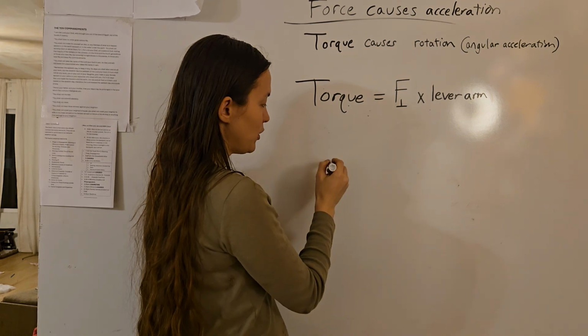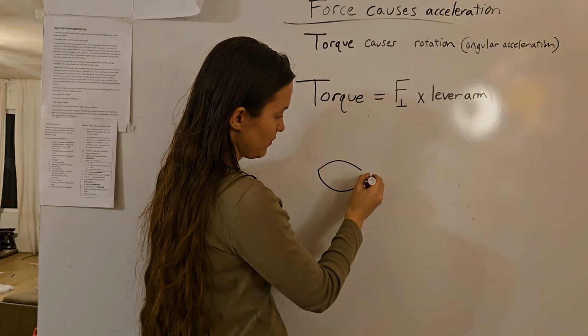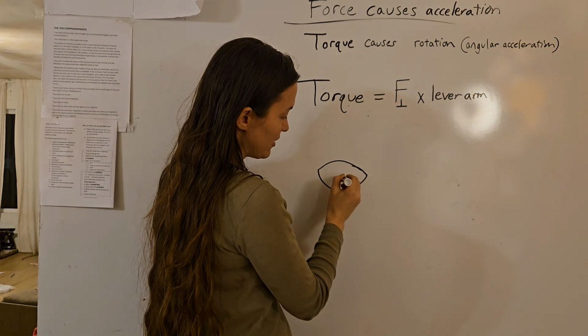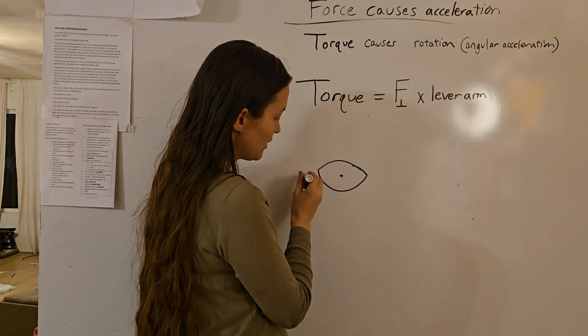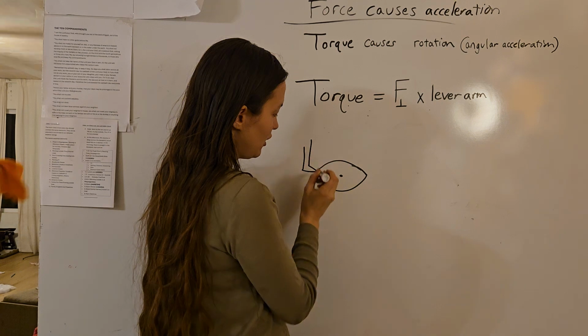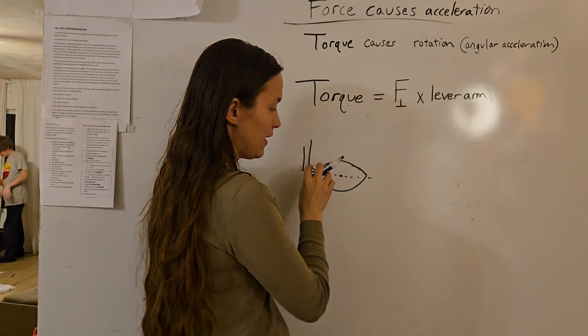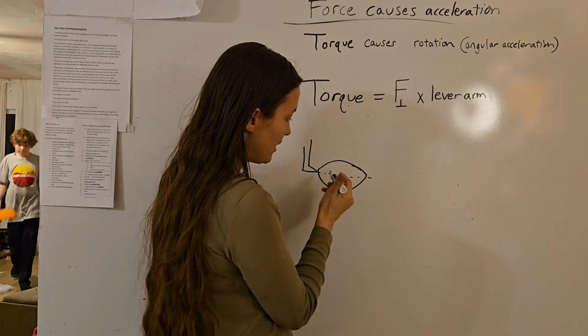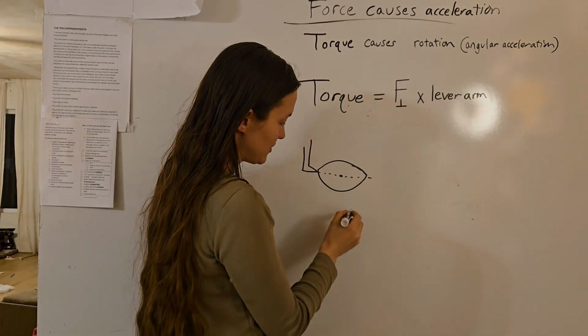For example, if you want to kick a football, here's a football. The center of gravity is right there. If you want to kick that football and just have it sail straight through the air, you put your force in, here's your foot. You kick your force in line with the center of gravity, and then it won't really get any rotational inertia. It'll just go sailing through the air. Why? Because the lever arm is 0.